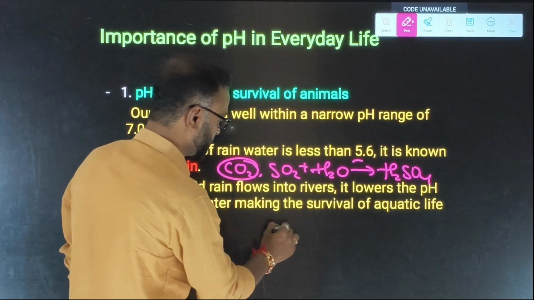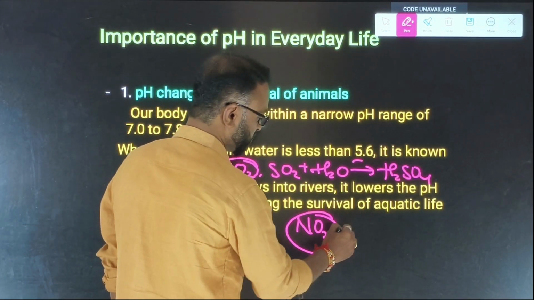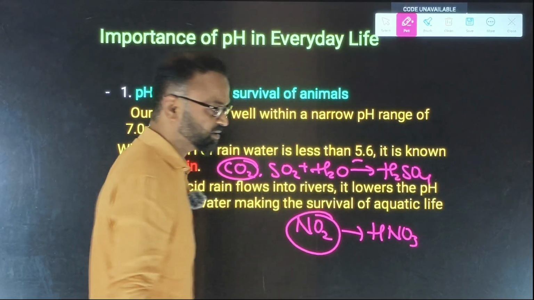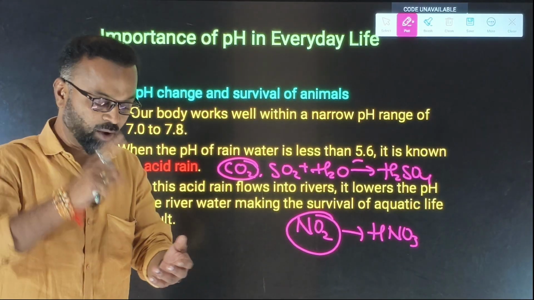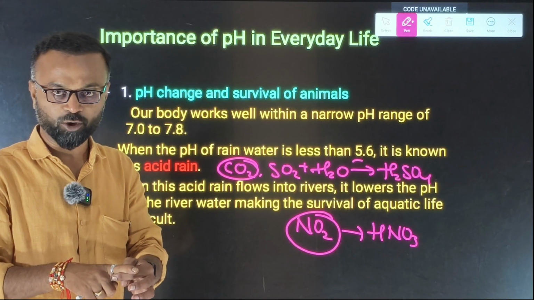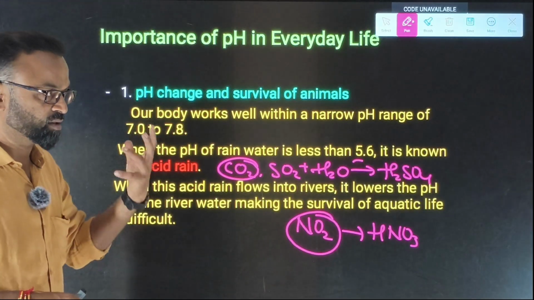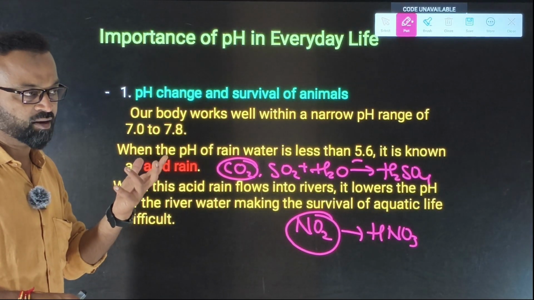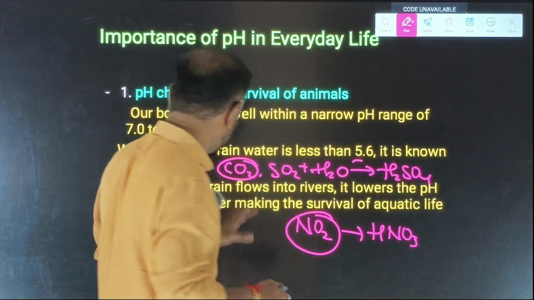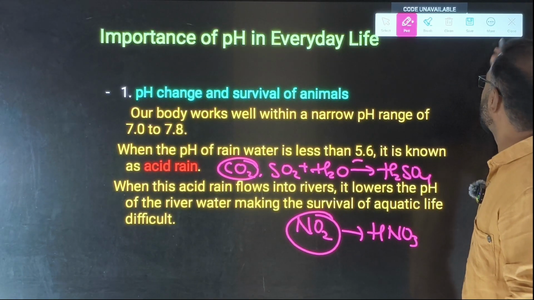Carbonic acid. Similarly, nitrogen dioxide, which is present in the atmosphere because of air pollution, when it is mixed with the rainwater, it will become what? HNO3, nitric acid, and definitely they are going to damage the aquatic plants and animals, and damage the quality of the monuments and all. It is going to cause skin-related disease in human beings, and also it is going to cause acidic soil, when it comes in contact with the soil. So that is about the pH change and the survival of the animals.